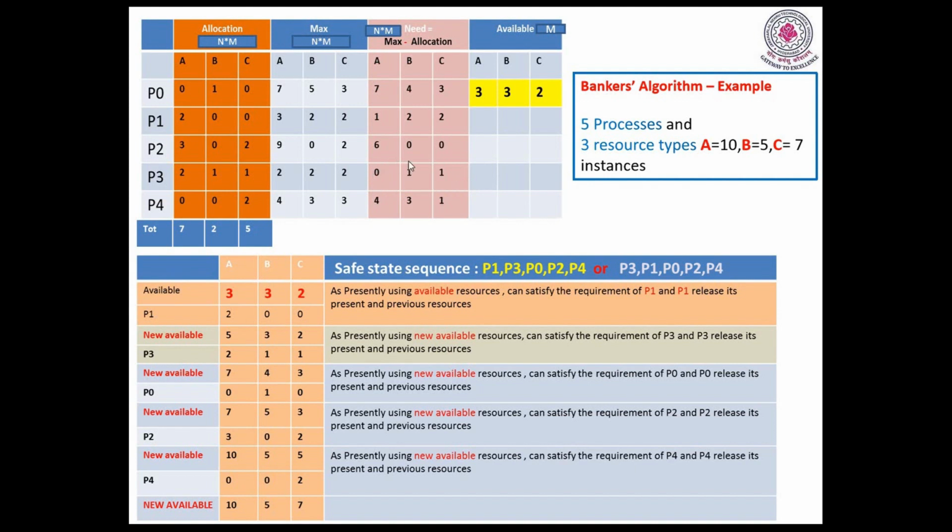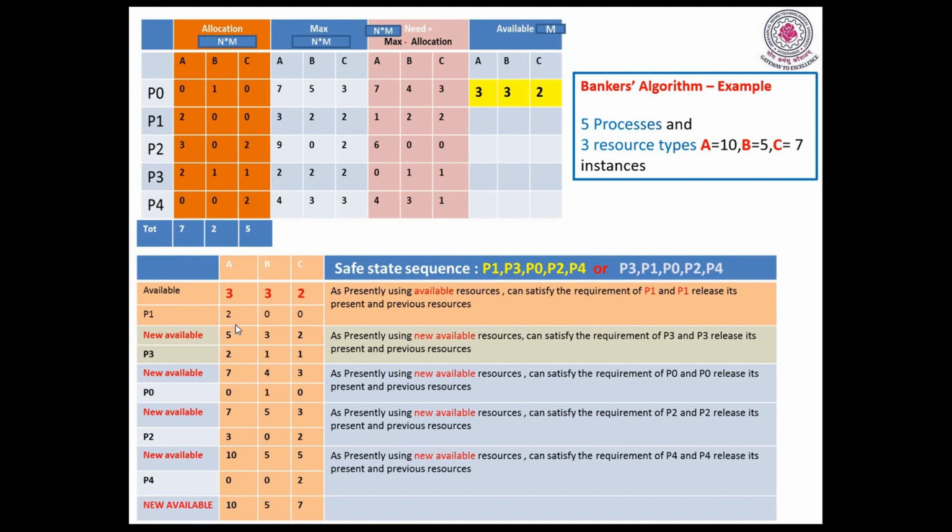P3. P3 requirement is 0, 1, 1. Available resources 5, 3, 2. So requirement is 0, 1, 1. Once I allocate the resources, the P3 must release the previously allocated resources. You see now P3 allocating. As presently using new available resources can satisfy the requirement of P3, and P3 release its present and previous resources.